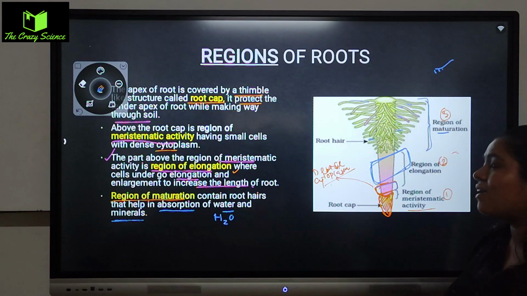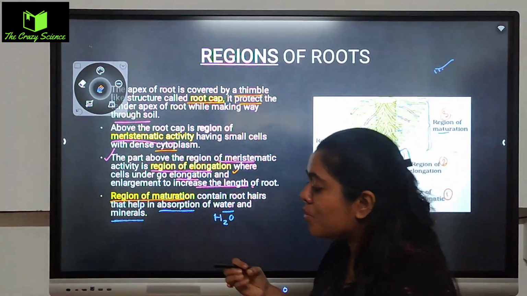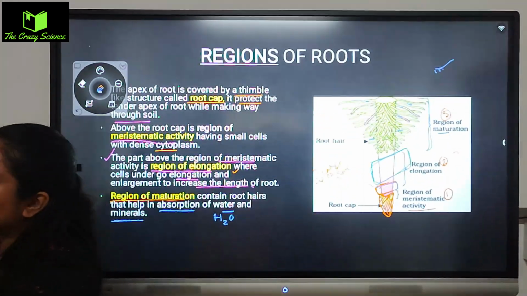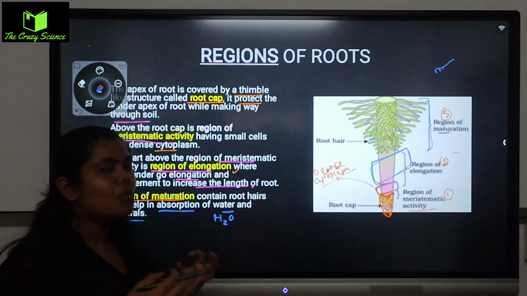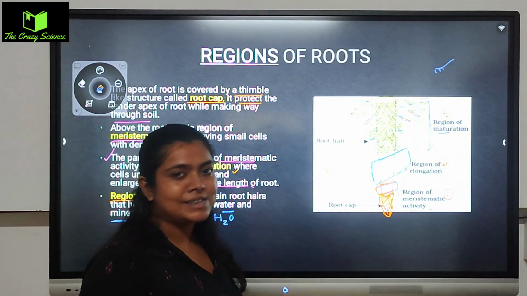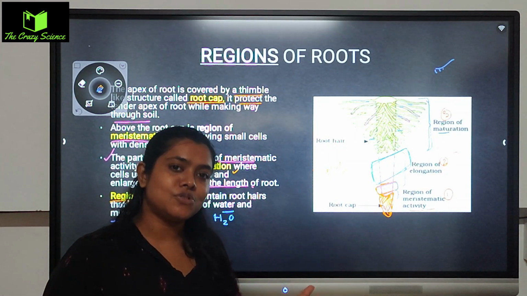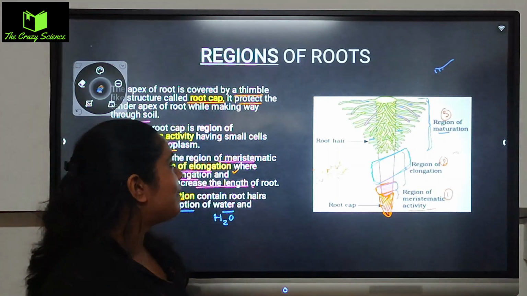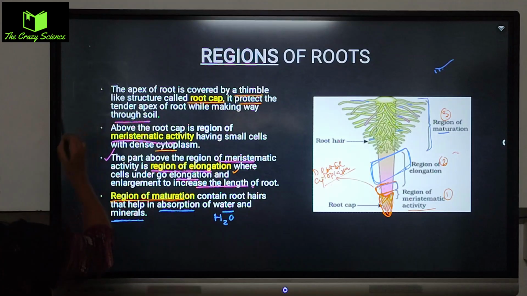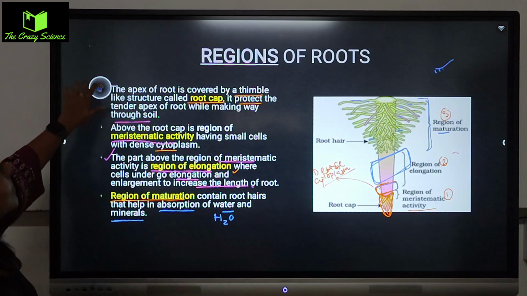When they get matured and root hairs get more and more elongated, once they get elongated, they can suck more and more water, minerals, and other factors which will give them energy, nutrition at the same time. All right. Okay, so this is why the regions of যেখানে আমরা root cap দেখলাম.